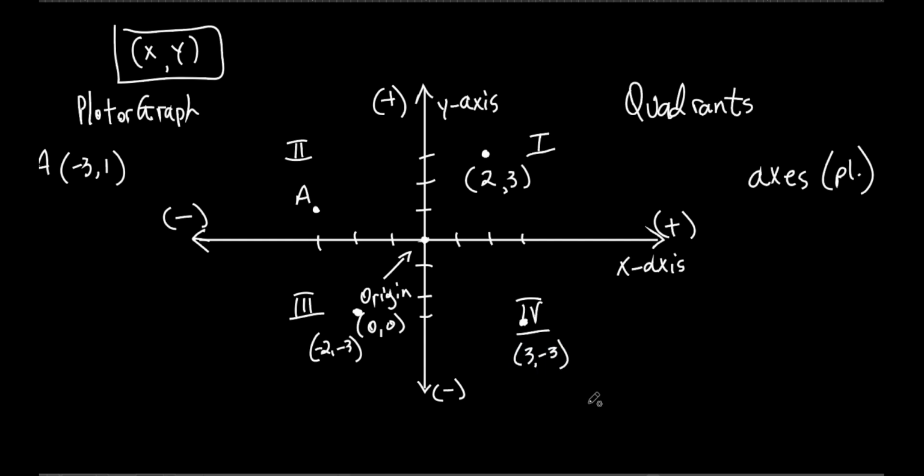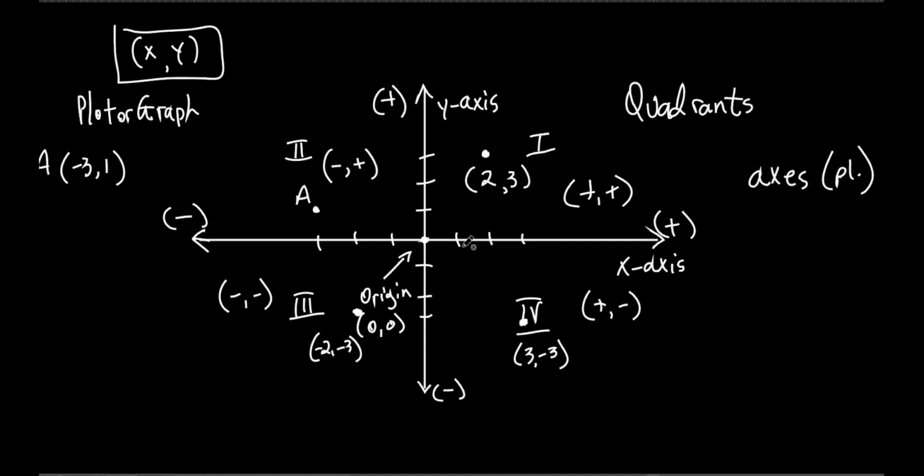Okay? So in the first quadrant, what are my signs always going to be? It's going to be positive, positive. In the second quadrant, my signs are always going to be what? Negative, positive. And in the third, negative, negative. And in the fourth, positive, negative. Okay? So that's always nice to know.